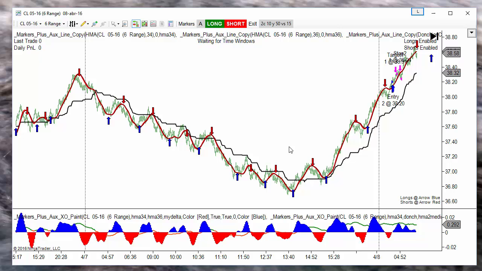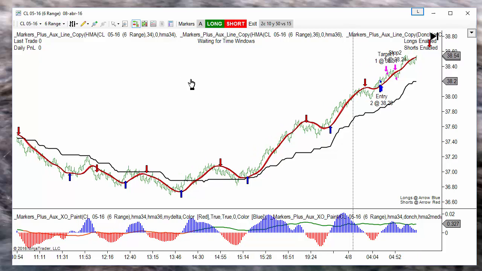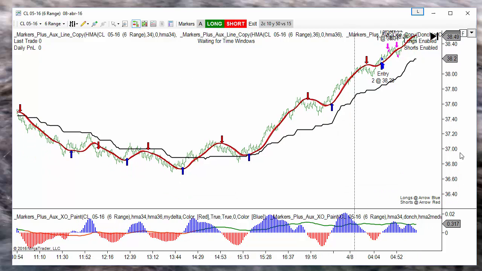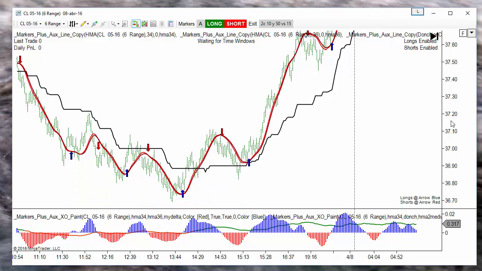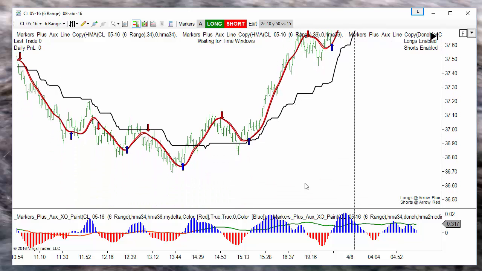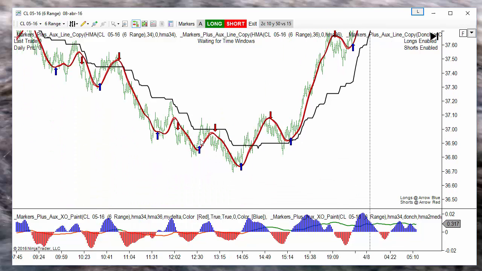Some systems, some setups have the trouble that when the trend changes, we may take one or two losers. But on this setup, the trend change is very well filtered. For example, this short is not taken because it happens over the black line. The pullback was too big.